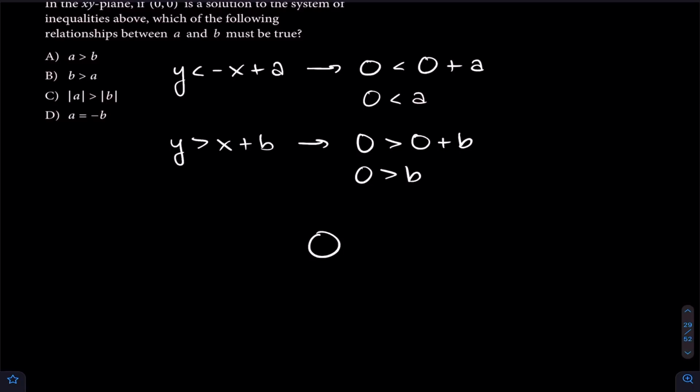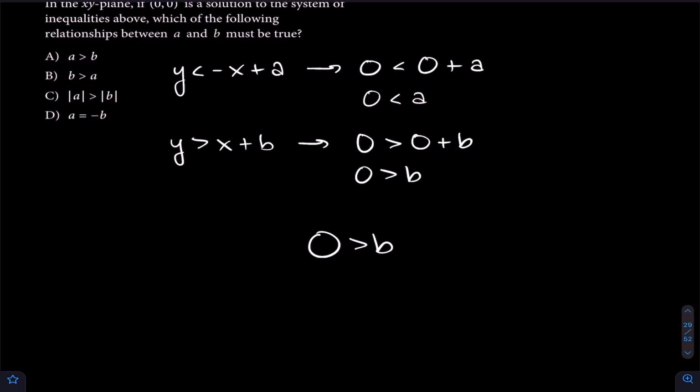We know that 0 is greater than b. That's the second inequality here. But we also know that 0 is less than a. And how do we write that here? Well, we can write this inequality backwards, because we can read inequalities backwards. We can read this as 0 is less than a, or we can read this as a is greater than 0.